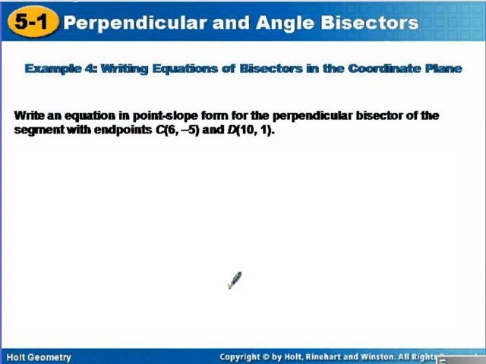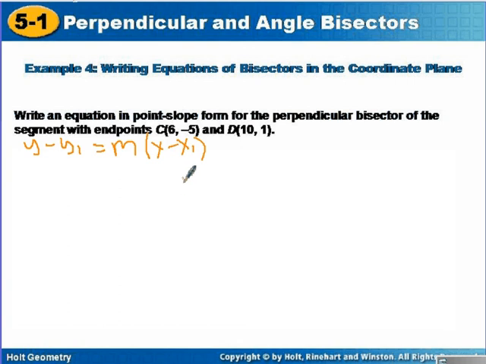All right, this final one is a long problem, and you're going to use things that you learned in Chapter 3 having to do with slope, midpoint, perpendicular. You're going to try to figure out what's the equation in point-slope form for this perpendicular bisector. So here are some things you need to remember. Point-slope form is written in the format y minus y1 equals m, m is slope, times x minus x1.